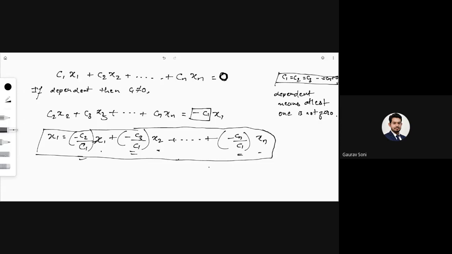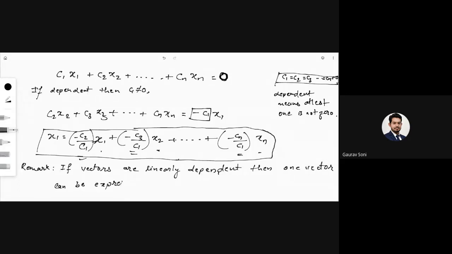So if you are writing the notes, you can write down the remark that if vectors are linearly dependent, then one vector can be expressed as a linear combination of others.